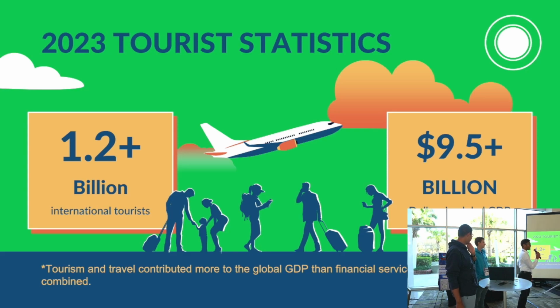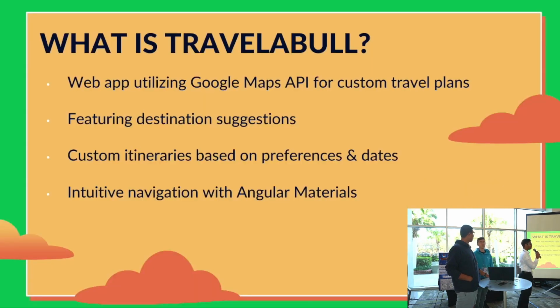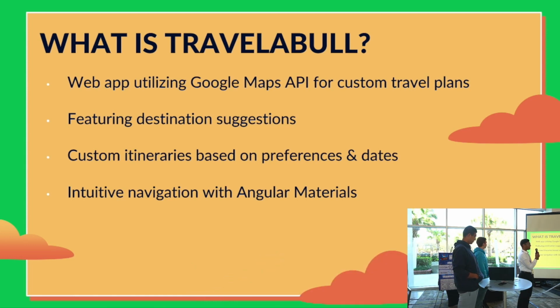We are TravelABull. We've created a program here to enter new emerging technologies into the highly potential industry of tourism and travel. In 2023 alone, there were over 1.2 billion international tourists, where the industry of tourism and travel has contributed around 9.2% to the global GDP value.